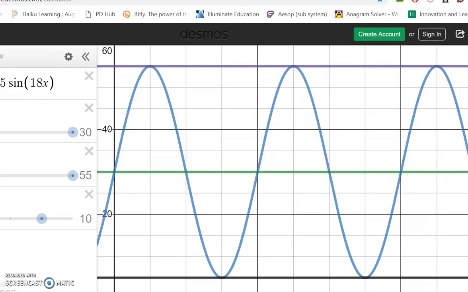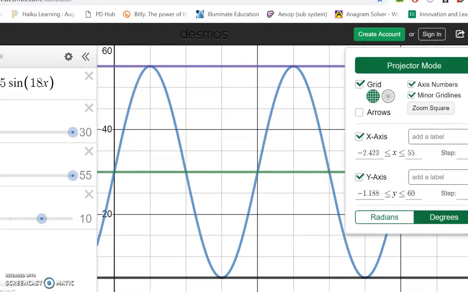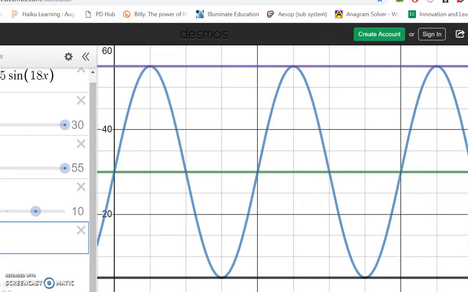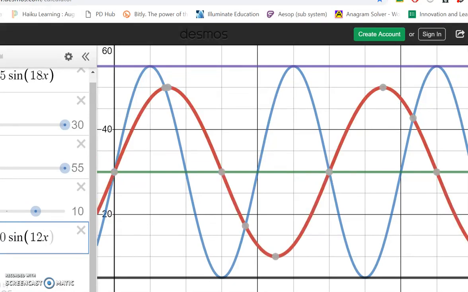So this is the one we did together as a class. I'm already in degree mode over here. I've set it so it counts reasonably, gives me my axis, and I've drawn my midline and my height. With my new graph, which you can't see me type in, I'm going to change to g of x equals 30 still, plus 20 sine of 12x. I did not change my midline. By having them both, now I can compare them and talk about what changed.